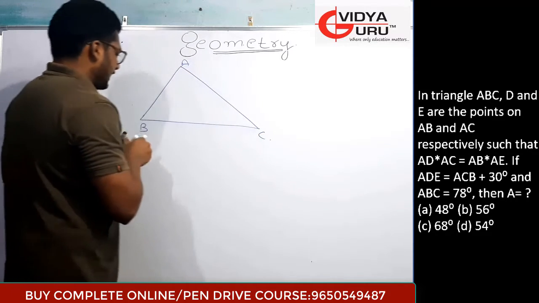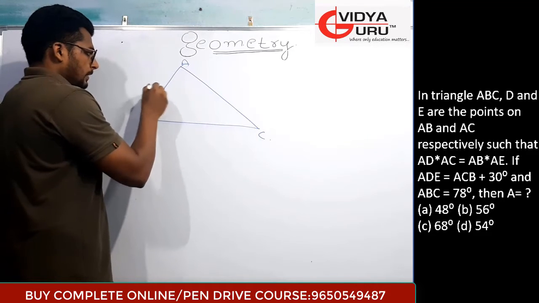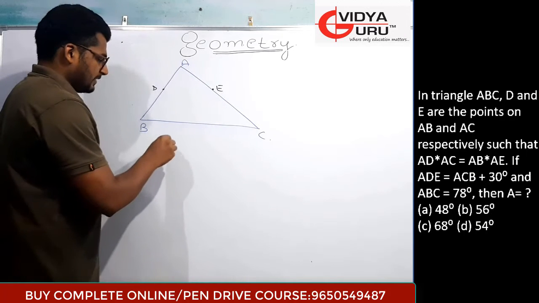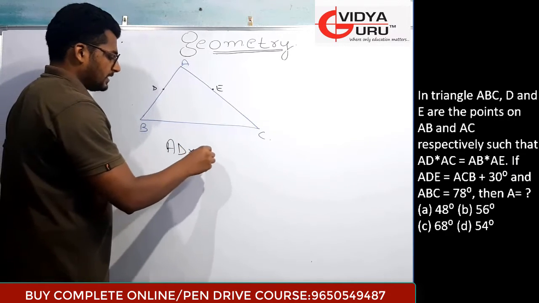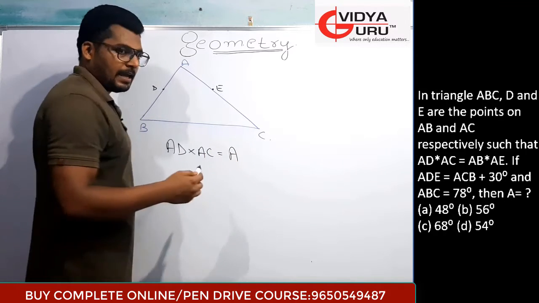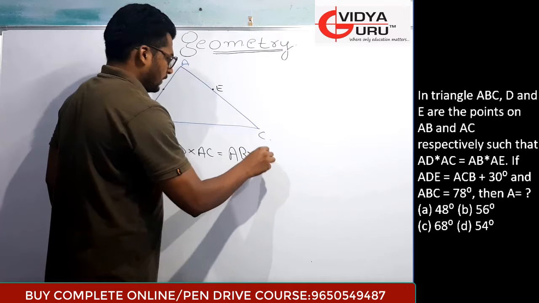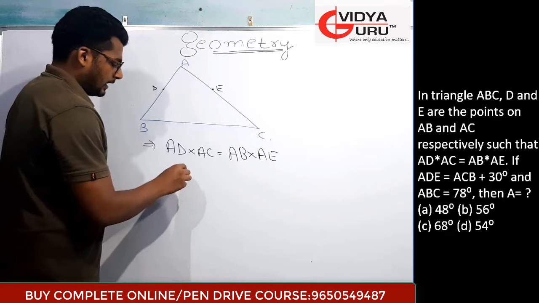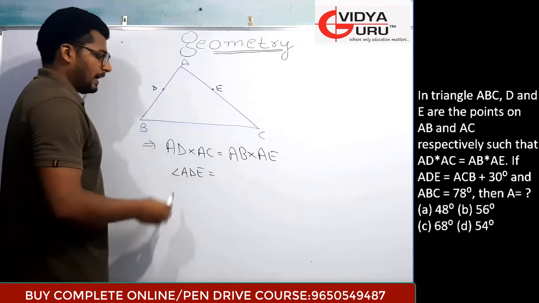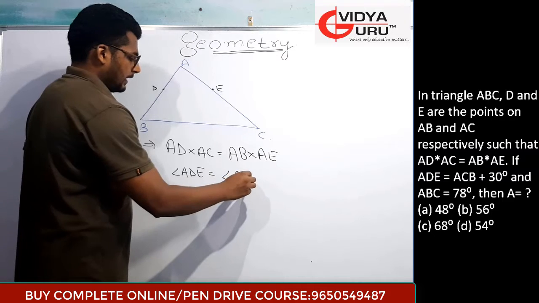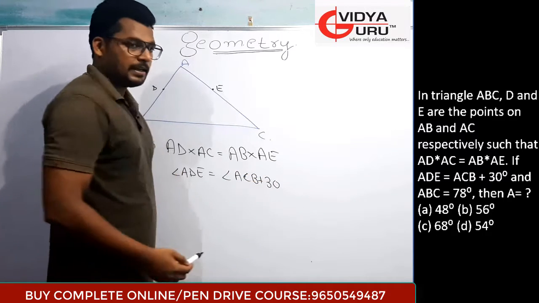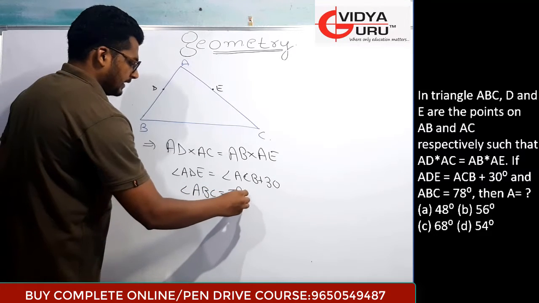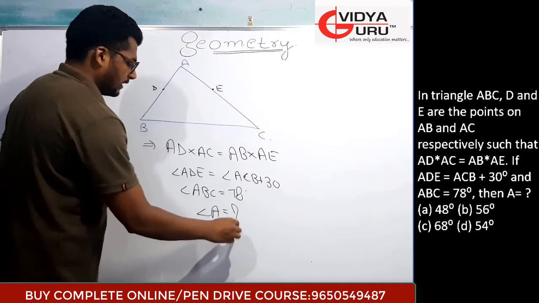D and E are points on AB and AC, and after that a condition is given: AD into AC is equal to AB into AE. This is given, and the question is saying angle ADE is equal to angle ACB plus 30, and angle ABC is given 78 degree. The question is asking what is the value of angle A.